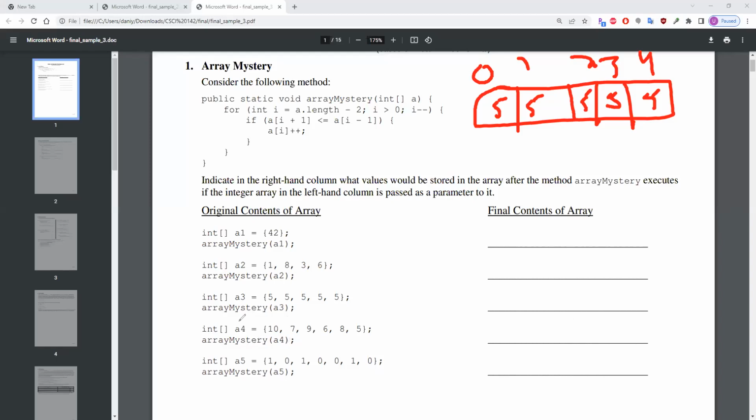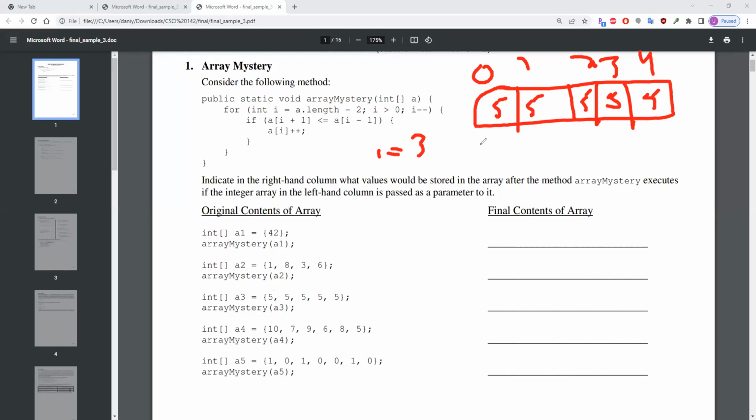Okay, so when we have this scenario, A3 is 5, 5, 5, 5, like that. This is your code. You're passing your array. You have A dot length minus 2. So what is A dot length? Your I is starting with I equals A dot length, 1, 2, 3, 4, 5. 5 minus 2 is 3.